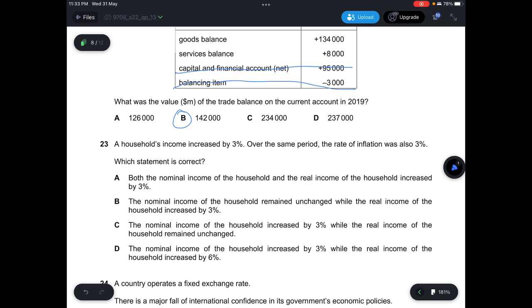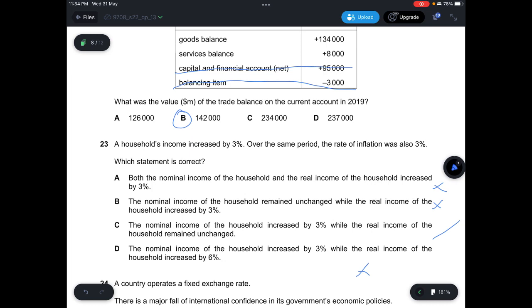So A says both the nominal income of the household and real income of the household increased by 3%, which is not correct. And then for B, the nominal income of the household remained unchanged, while the real income of the household increased by 3%, which is not correct. And then C, the nominal income of the household increased by 3%, while the real income of the household remained unchanged. This one is correct. And D says the nominal income of the household increased by 3%, while the real income of the household increased by 6%, which is not correct.